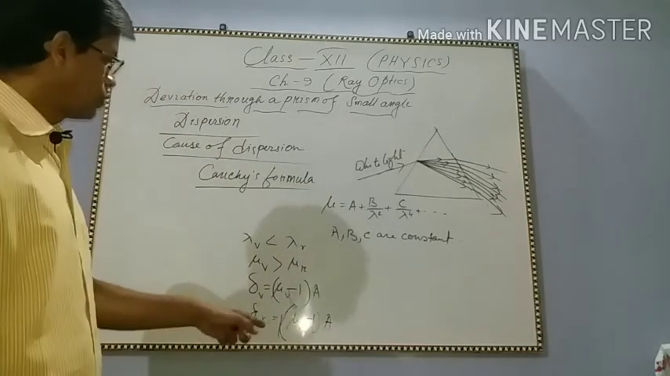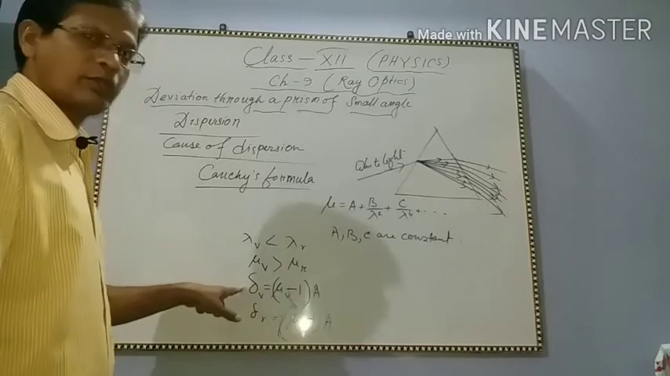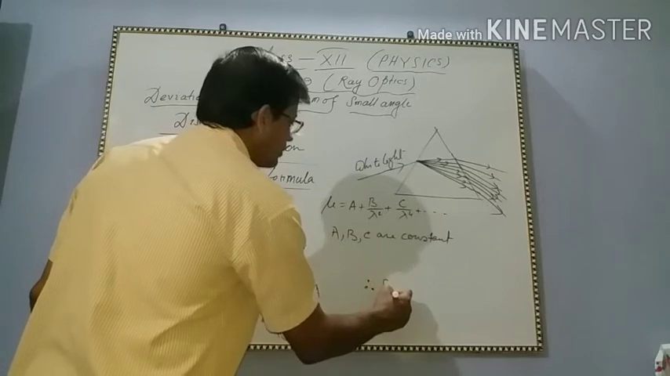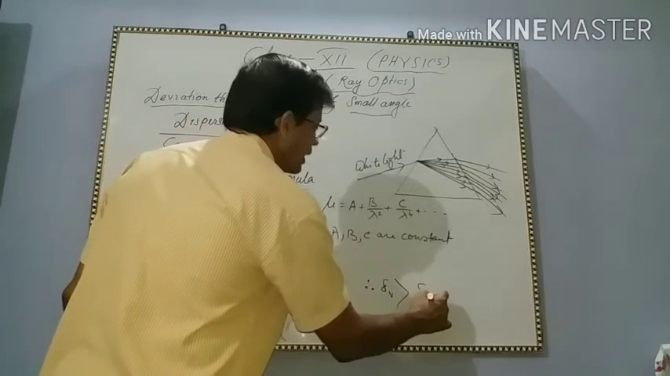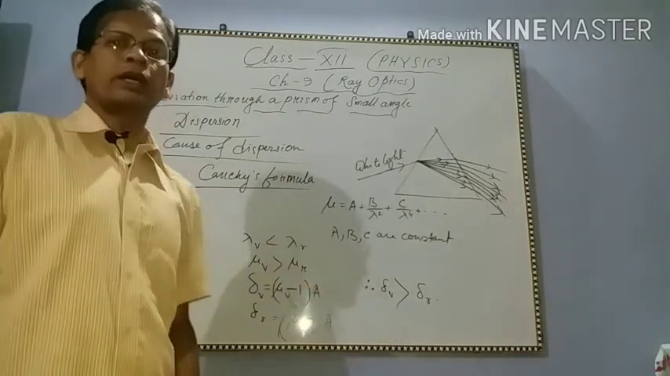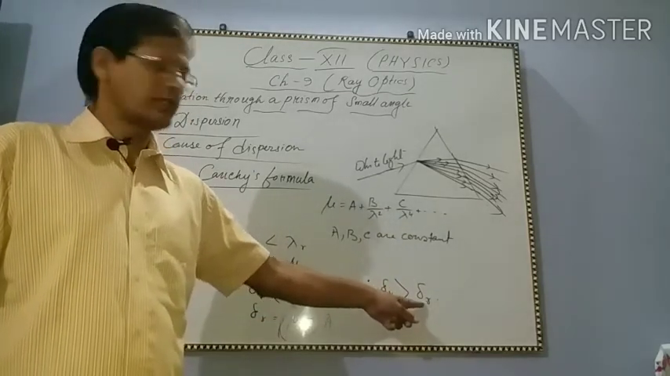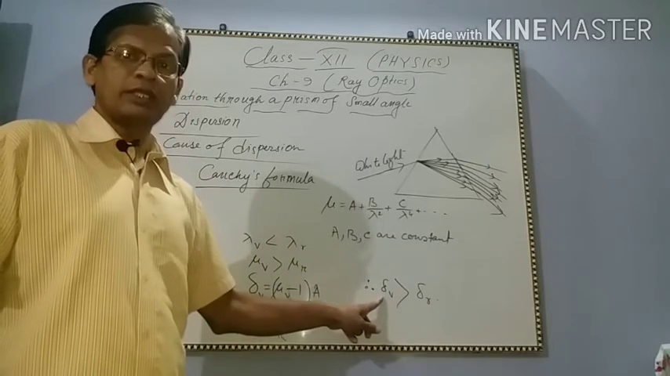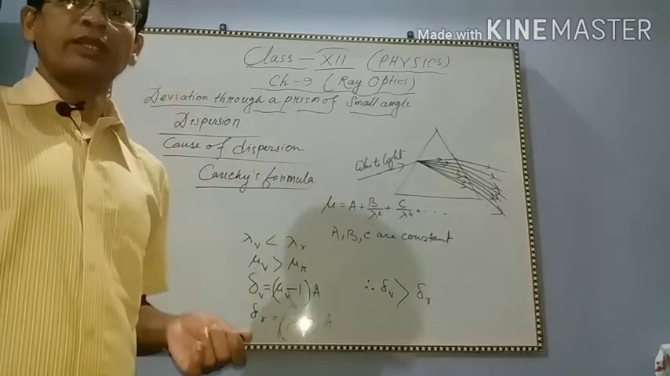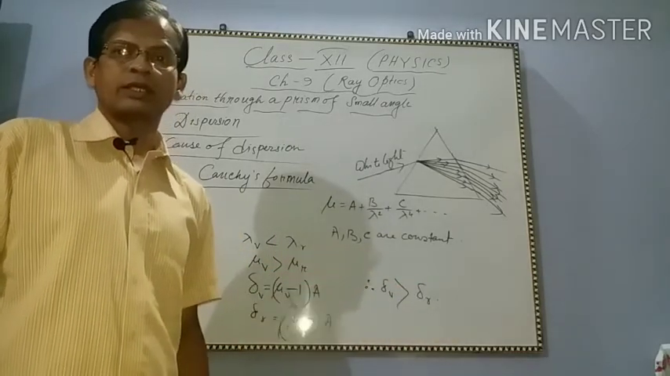Now you see which is greater: mu V is greater, so delta V is greater than delta R. So deviation of violet is more than deviation of red. Wavelength of red is more, so deviation is less. Wavelength of violet is least, so deviation is more. Other colors will deviate through angles in between these two angles.